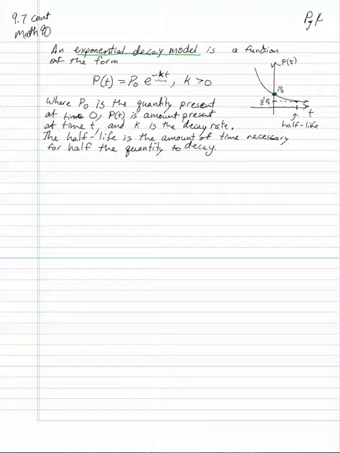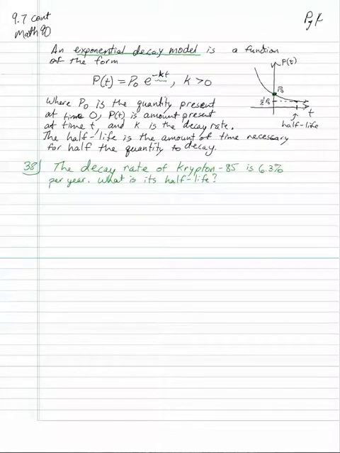So that would be the half-life, and we use that usually for carbon dating. So let's try a problem. The decay rate of krypton-85 is 6.3% per year. What's its half-life? We start out with our decay model formula, P(t) = P sub 0 e to the negative kt. So P(t) would be P sub 0 e to the negative 0.063t.